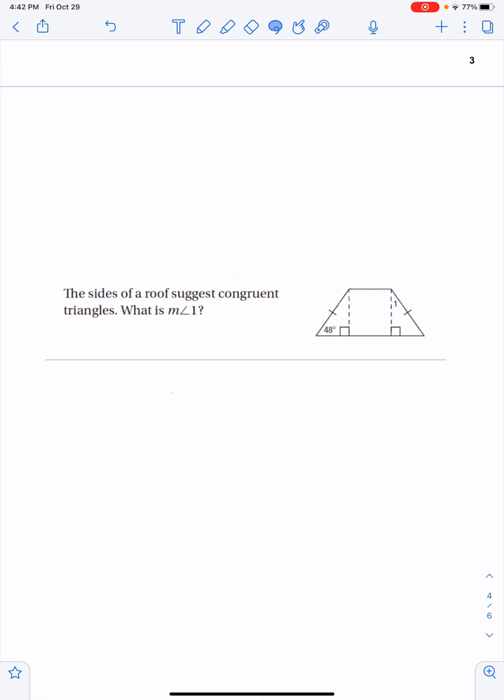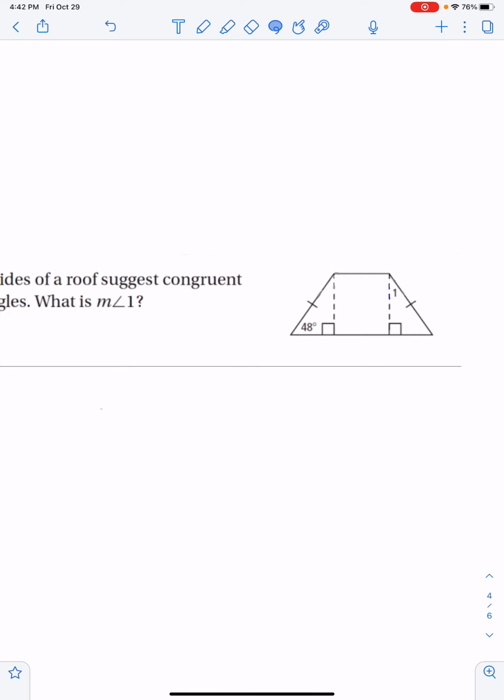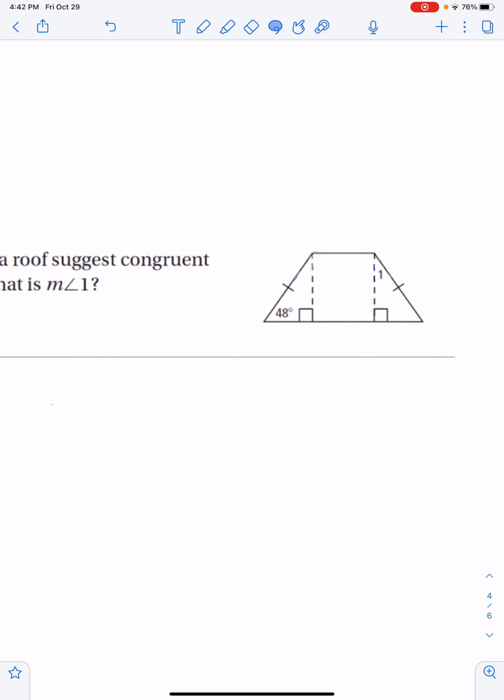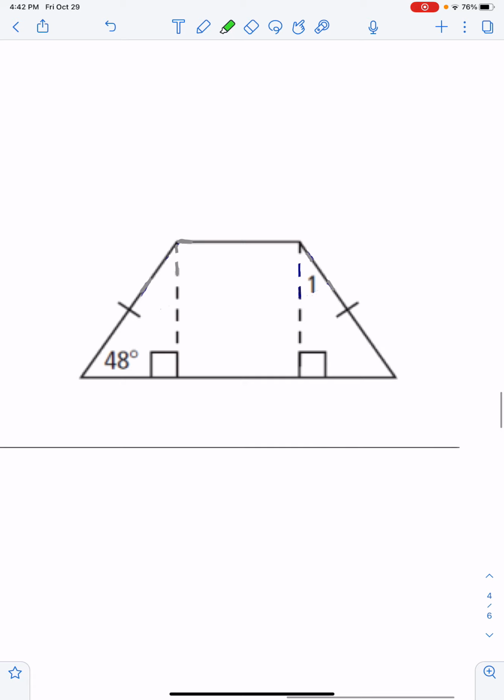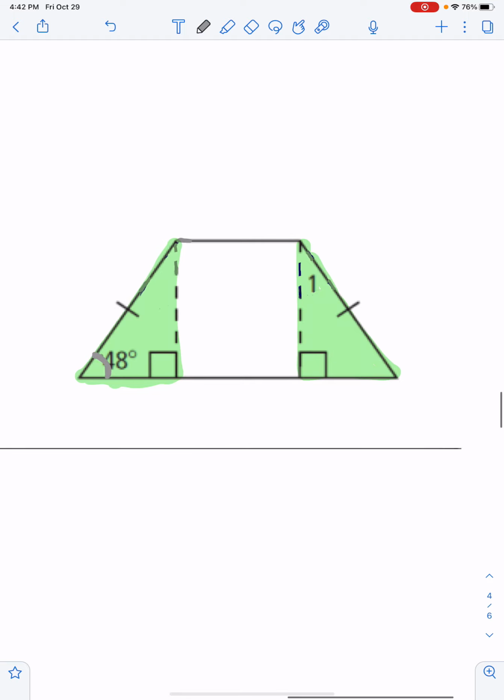A little bit more in depth, but not too bad. It just says the sides of the roof suggest congruent triangles. So they're saying this is the edge. They just want to know what the measure of angle 1 is. So if these triangles are congruent or matching triangles, then this part right here, that 48 degrees, would match with this part right here. So that'd be 48 degrees.